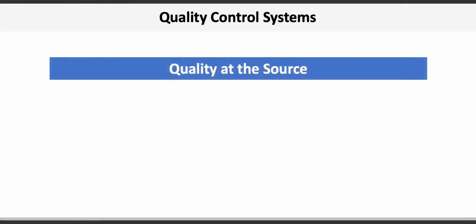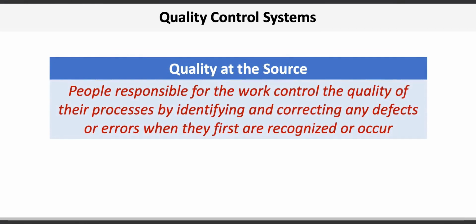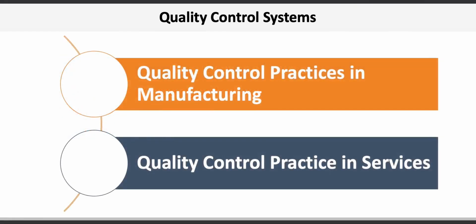Good quality control systems work to build quality in at the source, where people responsible for the work control the quality of their processes by identifying and correcting any defects or errors when they are first recognized to occur. This requires that employees have good data collection, observation, and analysis skills, as well as the proper training, tools, and supportive management. Quality control systems consist of quality control practices in both manufacturing and in services.